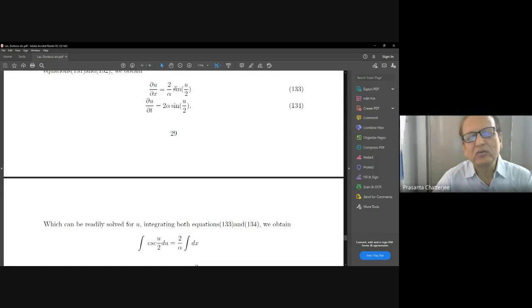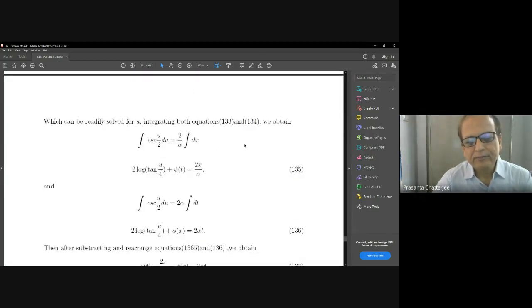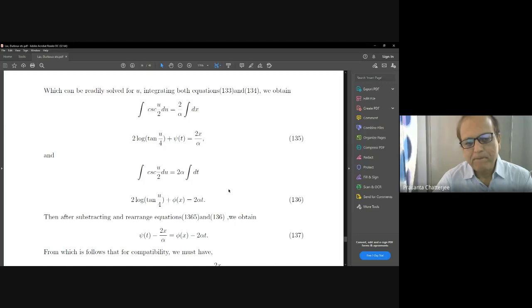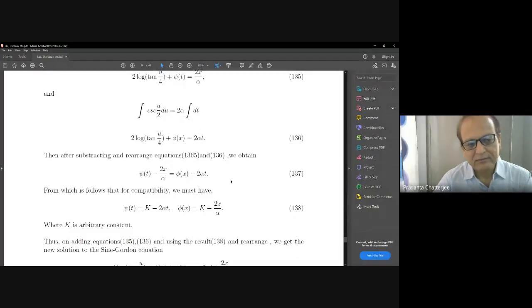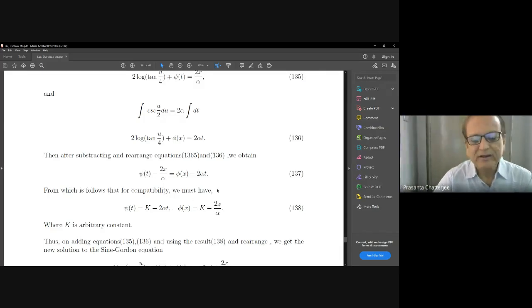So if del u del x equals 2 by alpha sine u by 2, then after integration we can get the relation between u and x, where psi t is an arbitrary function. We got 135 and 136 simply by integration. But psi t is an arbitrary function, and here phi x is also an arbitrary function. After substituting, we get a relation between psi, phi, x, and t. If we want compatibility, we need compatible values of psi t and phi x: psi t will be k minus twice alpha t, and phi x will be k minus twice x by alpha, where k is an arbitrary constant.